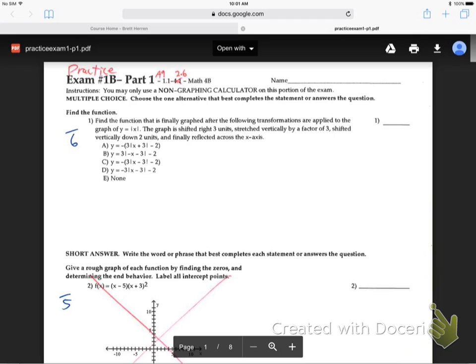All right, so let's go to this one. This is a tricky one. So what does it say? Find the function that is finally graphed after the following things are done. All right, so they start with y equals the absolute value of x. And then what do they say to do? They say right 3 units. So the first step is move the thing right 3 units. So what happens when you move it right 3 units?